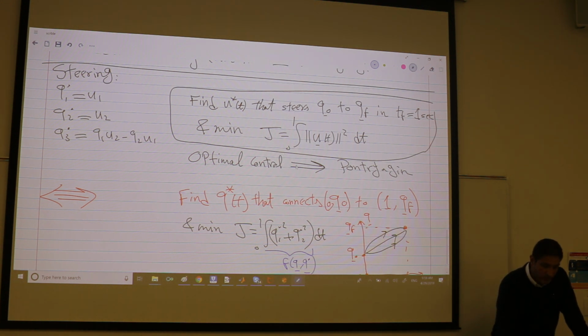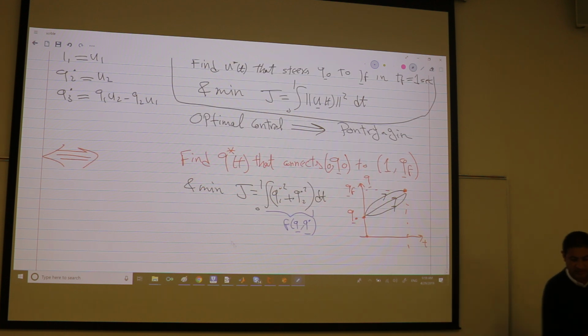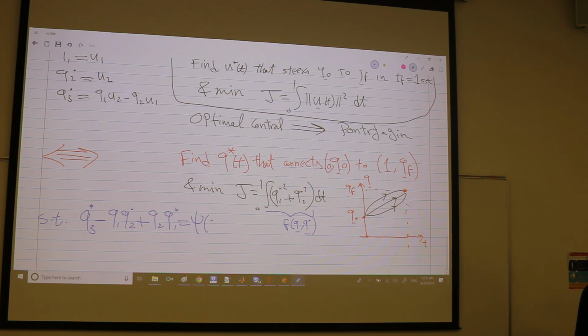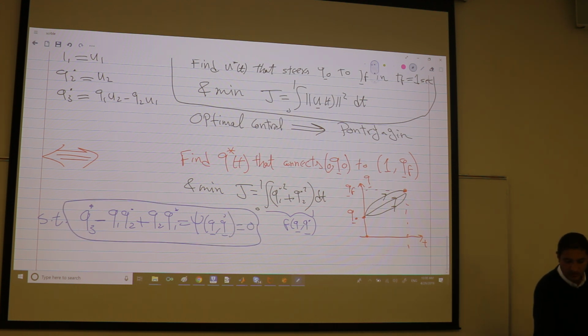Constraint probably. What's the constraint? The dynamics, Q3 dot. Very good. Why? Because I'm connecting the 2 points, I'm maintaining the same J, but I need to satisfy these equations. The first 2 equations are naturally satisfied because I replaced every U1 by Q1 dot. But the third equation remains without satisfaction, so I need to add subject to this constraint. I will make it 0 side. So Q3 dot minus Q1 Q2 dot plus Q2 Q1 dot, this is some psi of Q1, Q dot. This is 0. Okay? Any question about that?